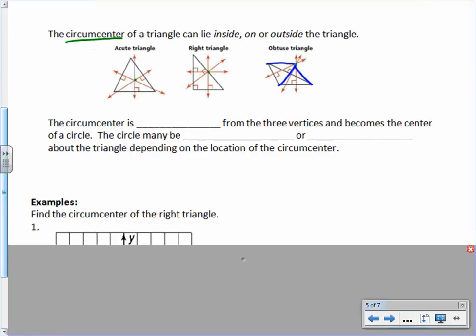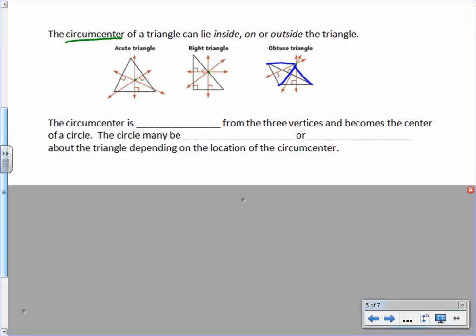All right, going on, the circumcenter. Let's fill in the blank here. The circumcenter is, we just said, from the theorem, equidistant from the three vertices and becomes the center of a circle. So if we were to make a circle, it becomes the center of a circle. The circle may be, and I think it says it like this in your notes, it may be inscribed or circumscribed.